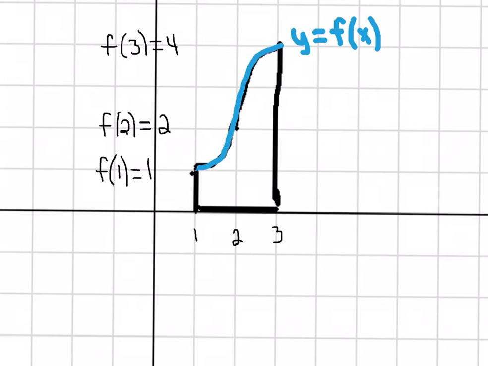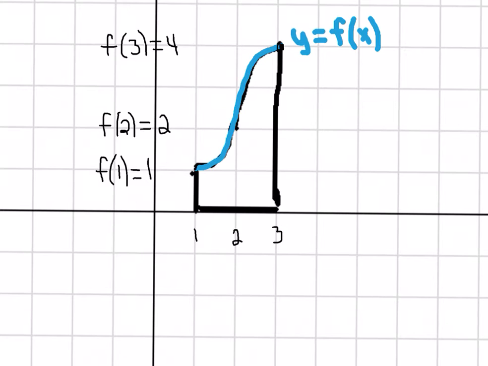Here, f of 1, when I plug in 1 for x, I get 1 for y. And when I plug in 2 for x, I'm at 2 for y. And up here, right at this point, when I'm at 3 for x, I'm at 4 for y. So f of 3 is equal to 4. Now, these values are going to be important.